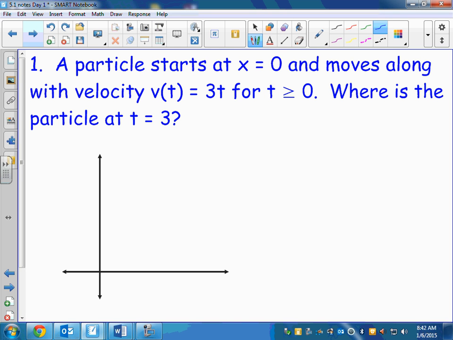So this one says a particle starts at x equals 0 and moves along with a velocity v of t equals 3t for t greater than or equal to 0. Where is the particle at t equals 3? What's the net distance? How far did it go? That's another way to say it. So let's just kind of graph this just like our other one. This is going to be my t-axis. This is going to be my velocity that I'm graphing here. And we're only going for 3 seconds, and so don't make a million lines. Oh, so it's going to read how many seconds here we're going. So I'm just going to go 1, 2, 3.